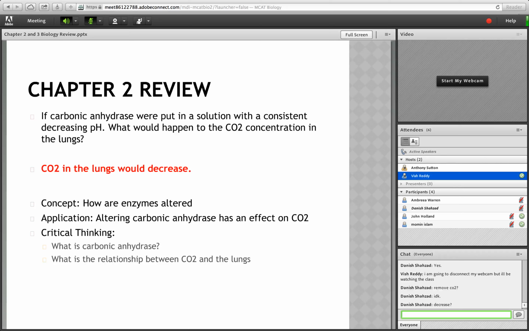Donish? And Ambria? Now, either you're going to have an answer or you're going to check. So, Donish, use your check for me. That way I know if you know. So Donish disagrees. Wait a minute. So, Donish, are you saying that the concentration of CO2 would decrease in the blood? Or that the concentration of CO2 would increase in the blood?